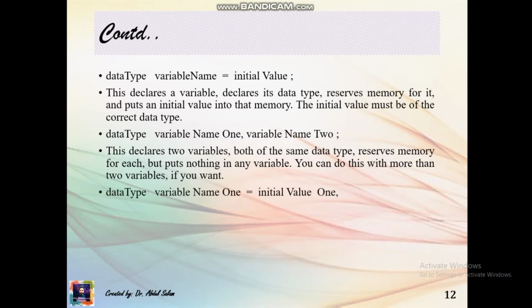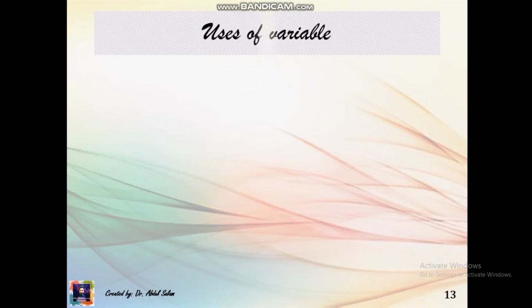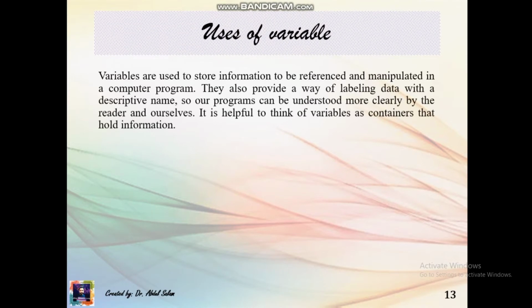The choice is yours. Data type variable name 1 is equal to variable name 1. Variable name 2 equal to variable name 2. Next we will discuss what the uses of variables are, why we use variables in our programming.